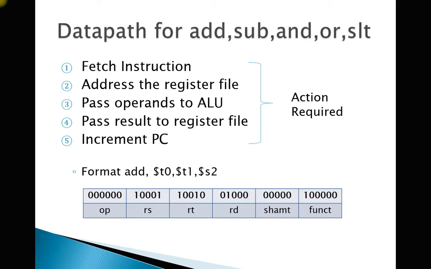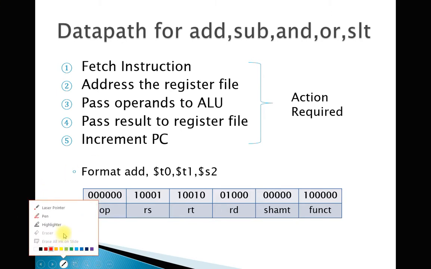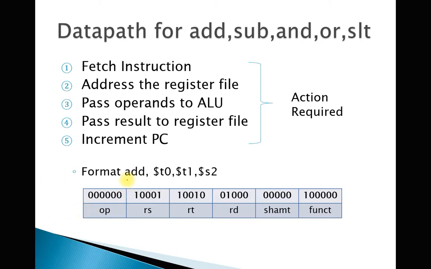In this video, we will discuss the data path for a single cycle instruction, and this video is specifically for R-type instructions. We will discuss load word, store word, then jump kind of instructions in the next videos. Let's just assume that we have an instruction which is of R type: add $t0, $t1, $s2.